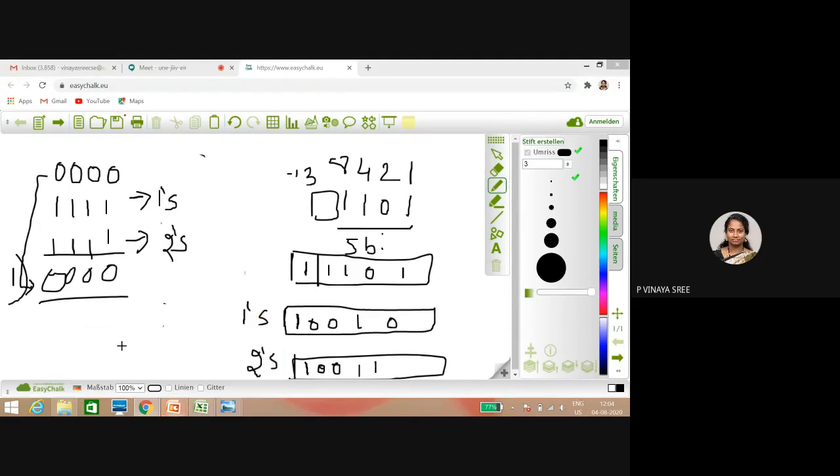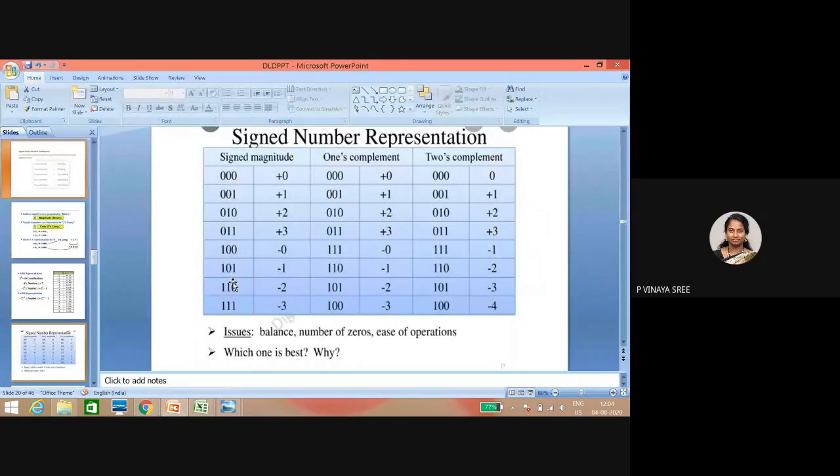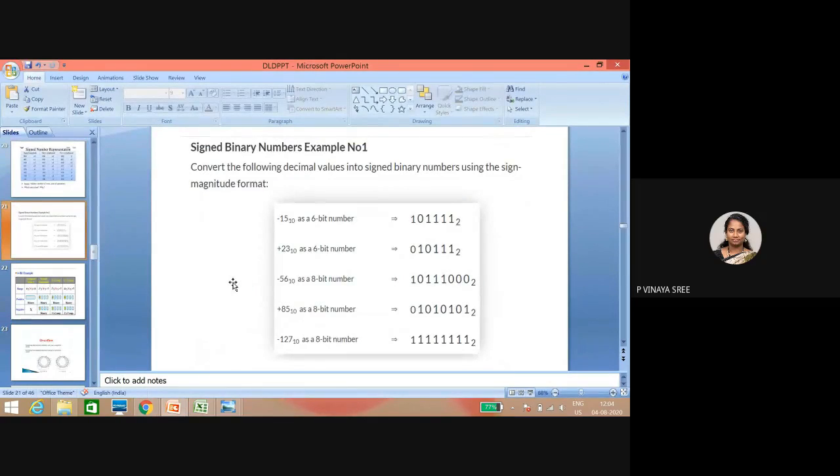Okay, so let me go for signed binary numbers, so see here minus 15, minus 56, like that. In your question, one number will be given and you have to represent it in signed magnitude representation, one's complement, two's complement. It will be given for 1 mark, or it may be asked as a range. It will be asked to write the formula for a range. Okay, so let me start.